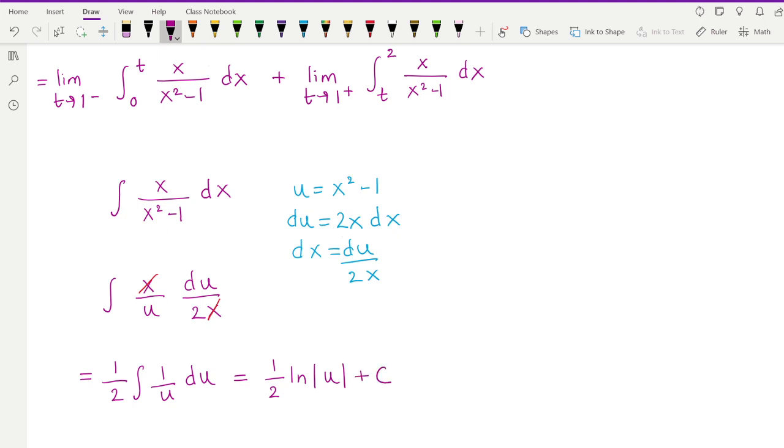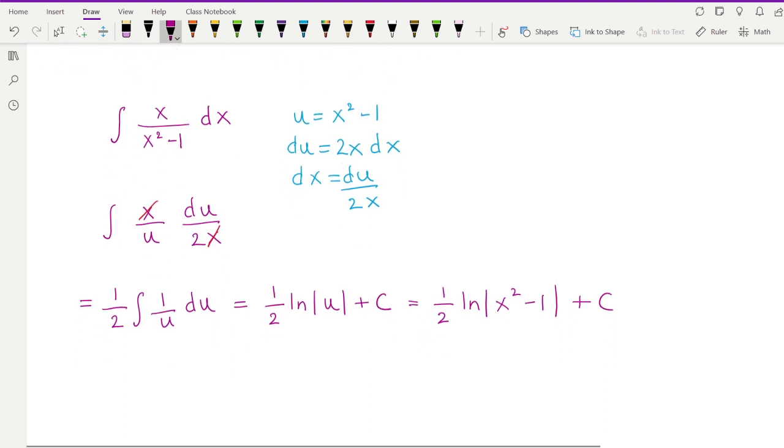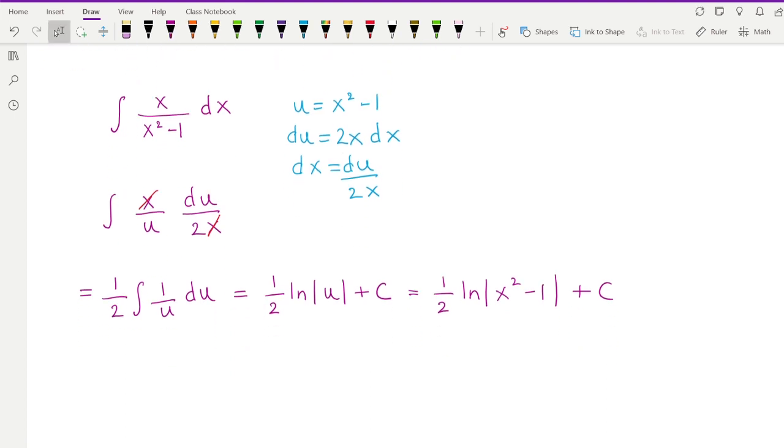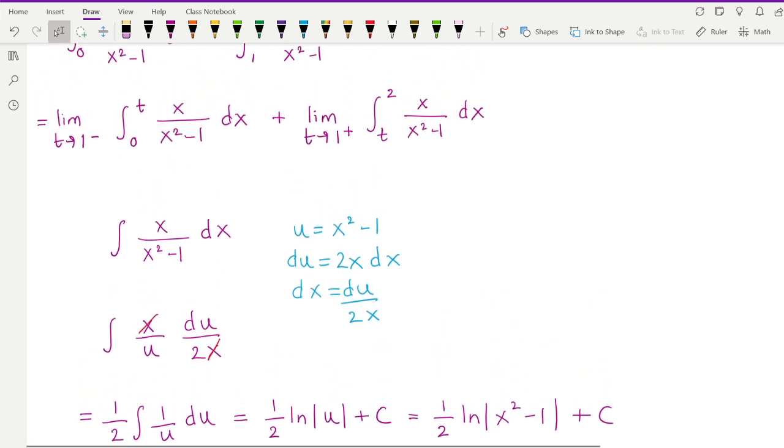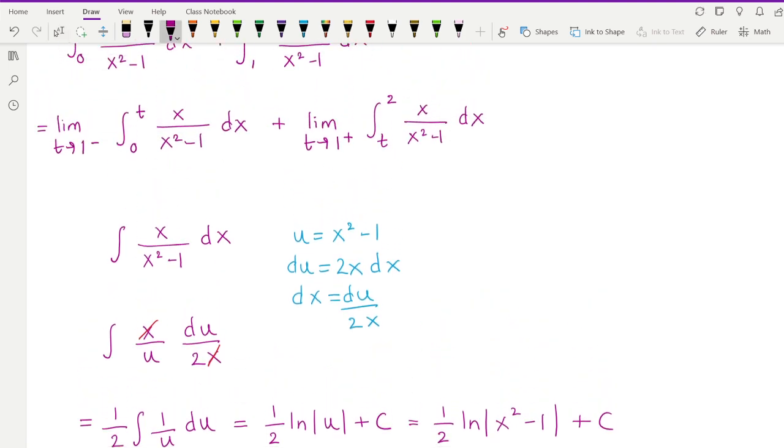I'm going to write plus c. We're not going to use that later, but I'll write that there for now. And then we can go ahead and put the u value back in, right? So we have 1/2 times ln of absolute value of x squared minus 1 plus c. Okay, so now that we have our antiderivative, now we can go ahead and put that back into our integral, right?